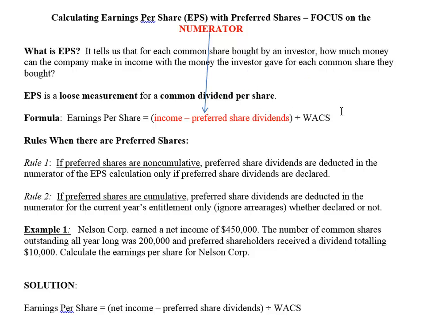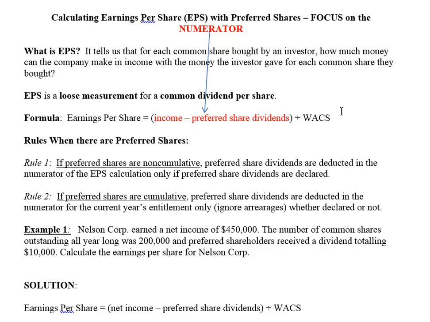Don't forget, common shareholders are very rarely specified the per share dividend when they buy the shares. So they're residual interest shareholders, meaning that they don't know what their dividend's going to be. So calculating an earnings per share for common shareholders is a very important measure in that regard.